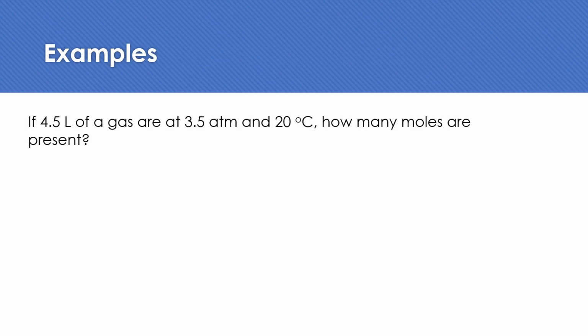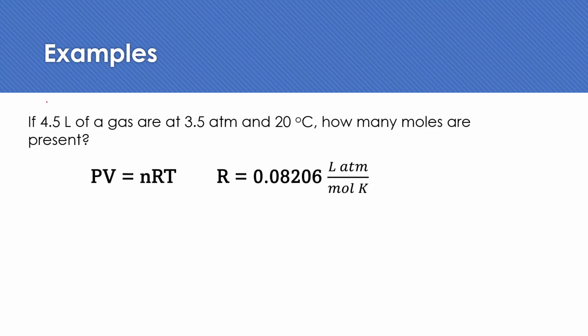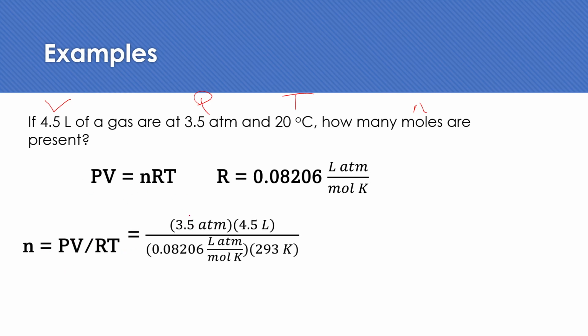First off, if 4.5 liters of a gas are at 3.5 atmospheres and 20 degrees Celsius, how many moles are present? Well, we've got our volume, we've got our pressure, and we've got our temperature, and we're looking for our moles. So rearranging this equation, n is equal to PV over RT. Plug in our numbers, 3.5 atmospheres, 4.5 liters, temperature is 293, R is R. Atmospheres cancel, liters cancel, Kelvin cancels, and you get 0.655 moles.